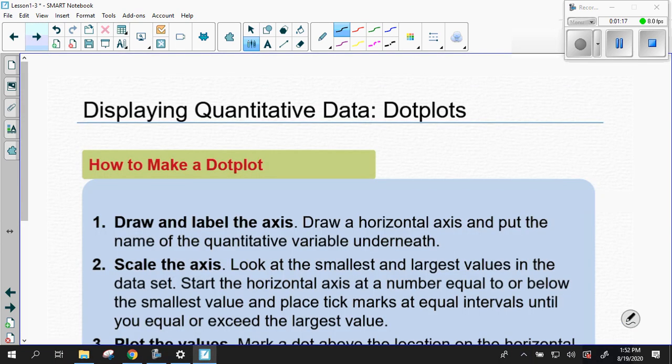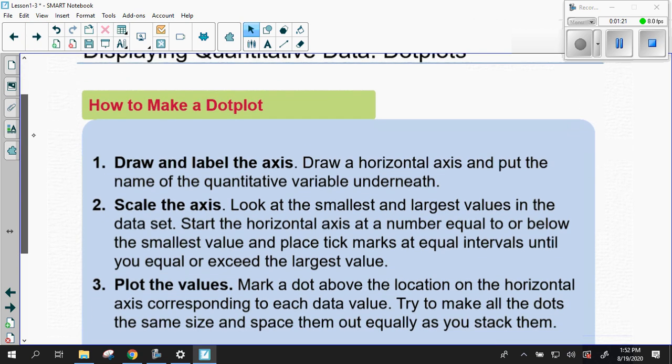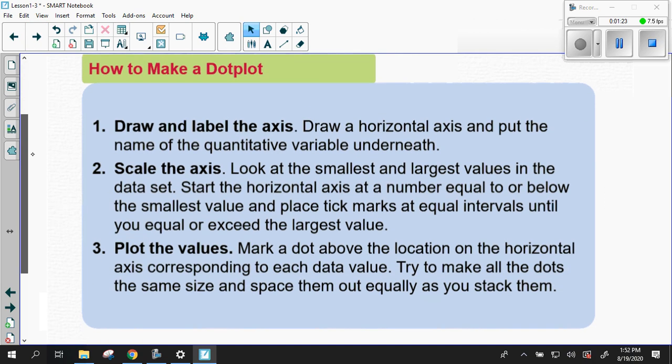We're going to go ahead and make one at the end of the lesson together. Just really important, make sure that you draw and label the axis, and the label is so important, right? If you haven't labeled your axis, then it's not right. So make sure you do the label. We're going to scale the axis. We're going to plot the values again. We'll go through this all together here at the end of the lesson. So I won't read this to you. We'll just get to it.